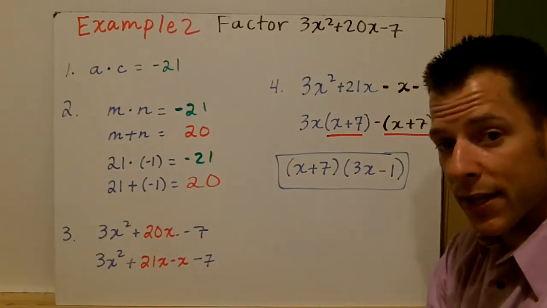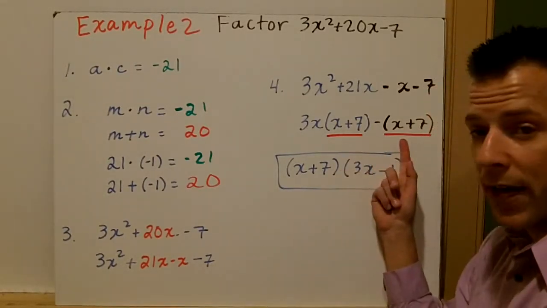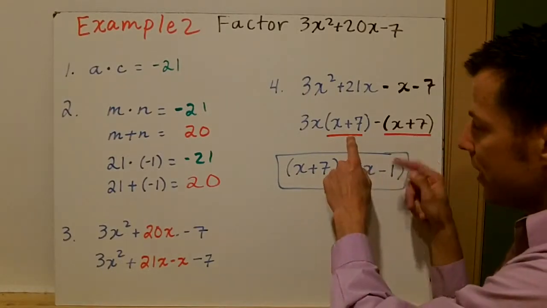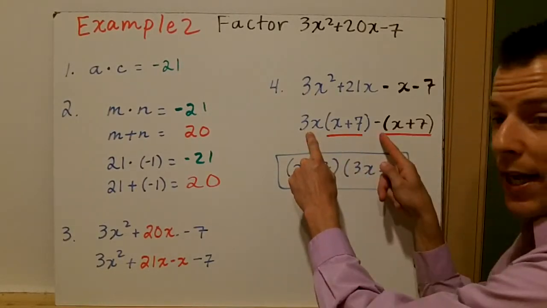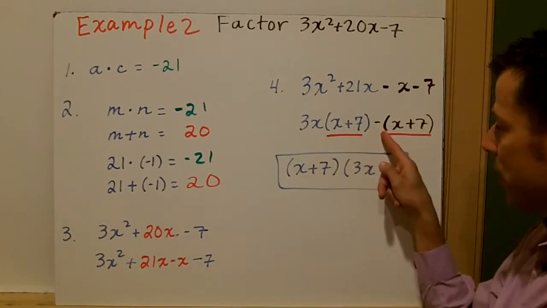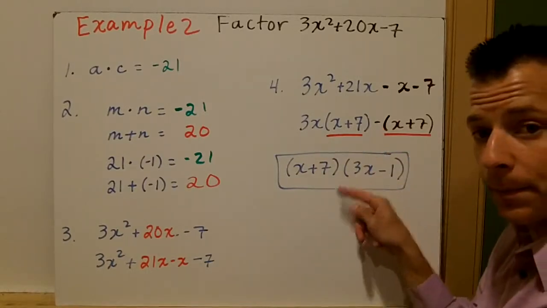So remember what we said in the last slide. They both have the same factor here. What's in parentheses is one factor. What's outside is another. 3x minus 1 is the other factor.